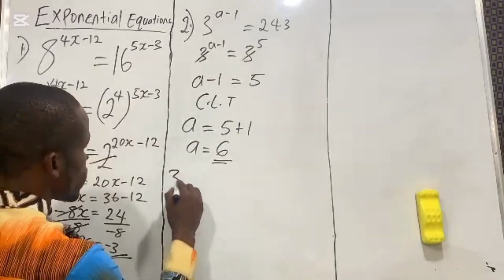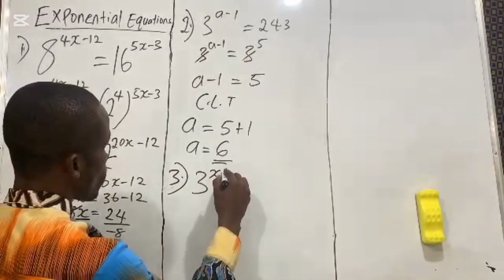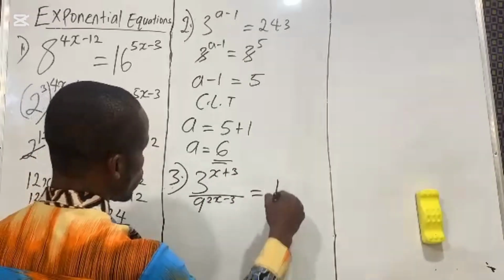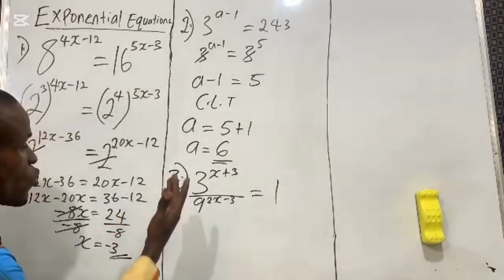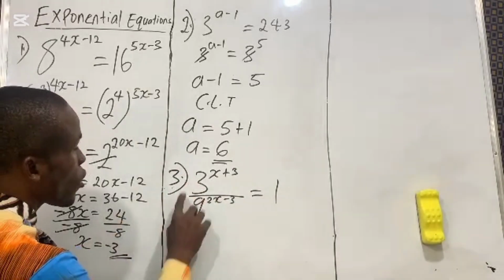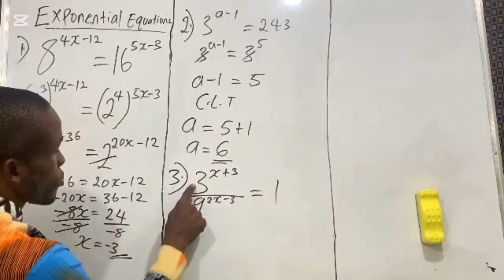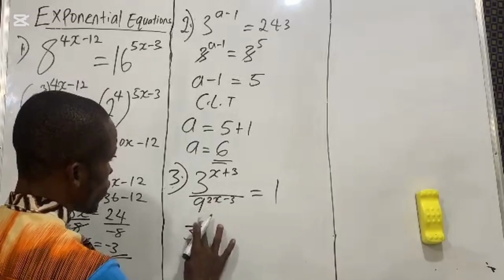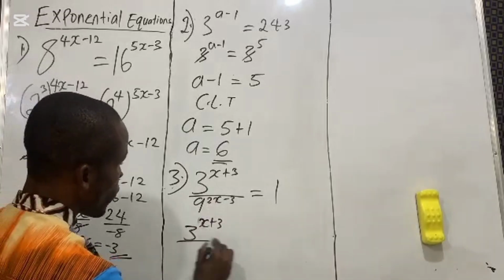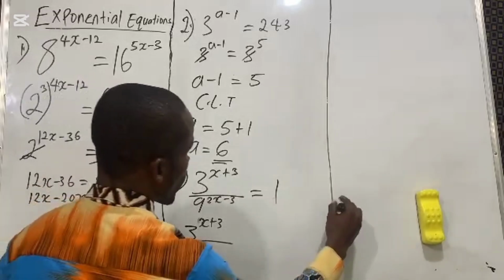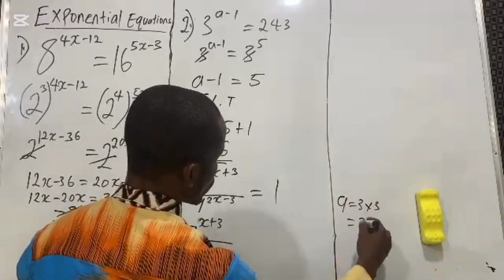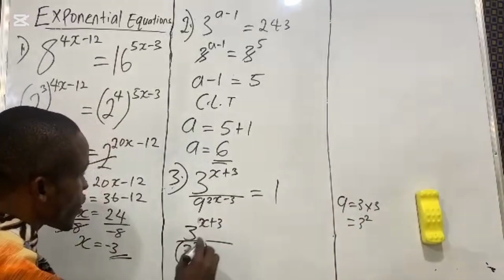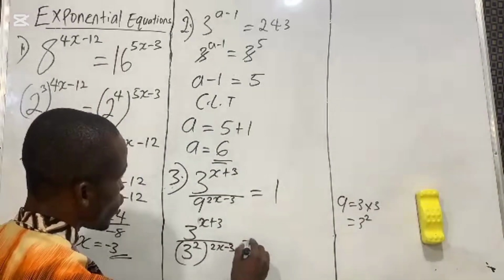The third question is 3 to the power of x plus 3 divided by 9 to the power of 2x minus 3, all equals 1. To solve this problem, we can express all the bases here in a common base of 3. 3 is already here, that's 3 to the power of x plus 3, divided by, we can express 9 as 3 times 3, that is 3 squared. So you can replace 9 with it. That becomes 3 squared, all in brackets, to the power 2x minus 3, equals 1.